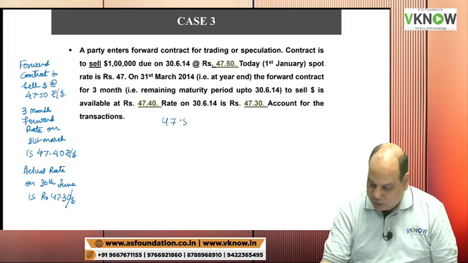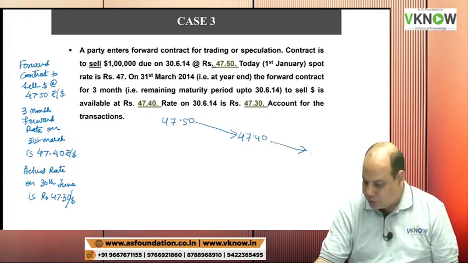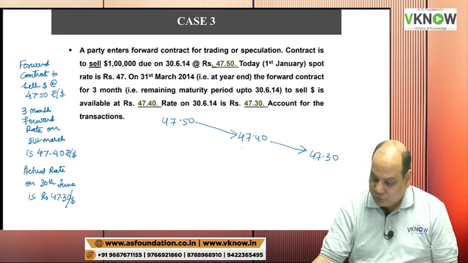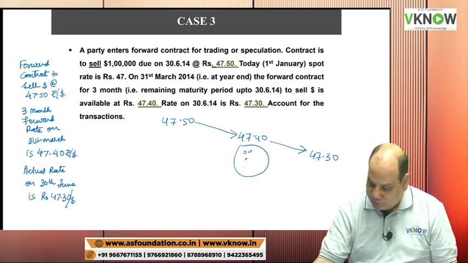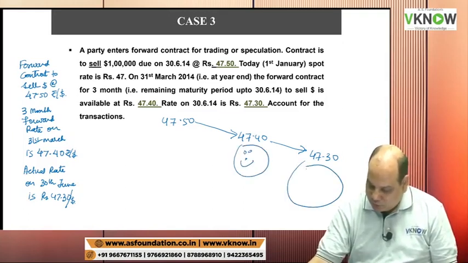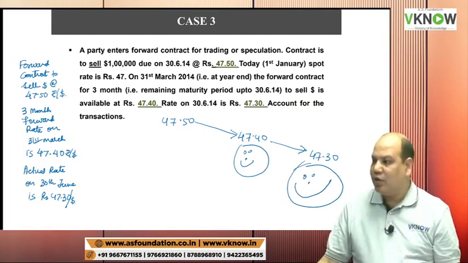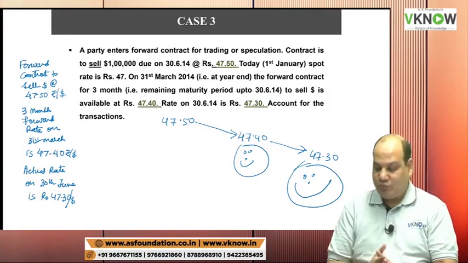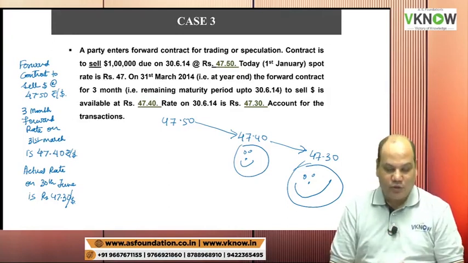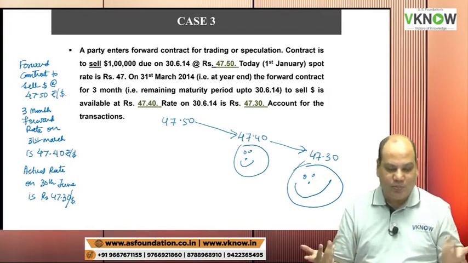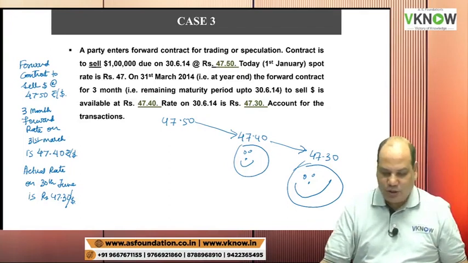Forward rate was entered into at 47.50. It is 47.40, and again it has gone down to 47.30. So here also you will be happy. Here you will be bigger happy. As long as the rate is falling, and if it is a forward contract to sell, you will become happy, more happy.